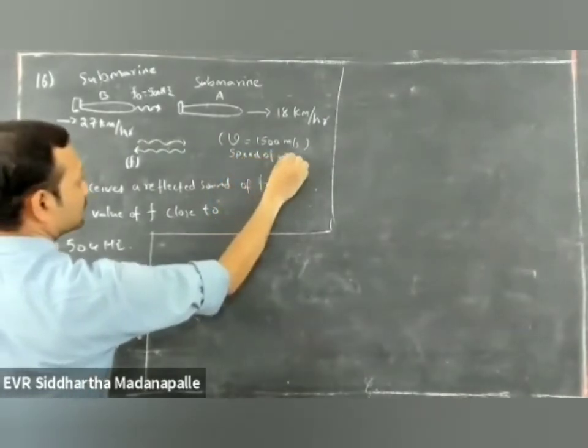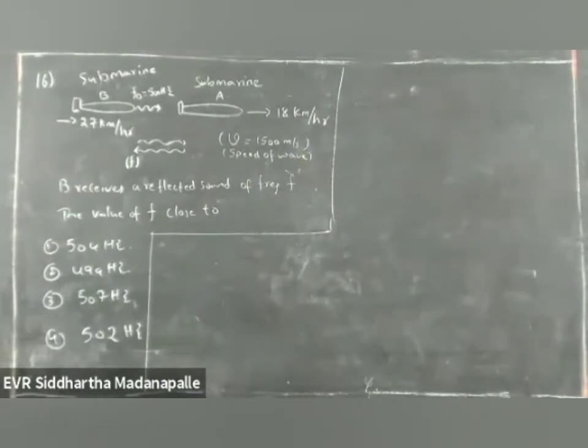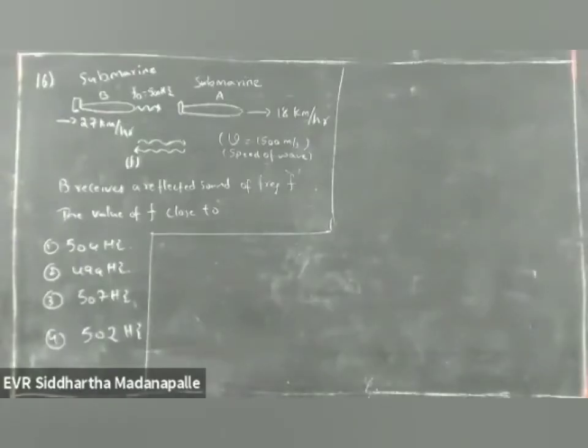There are two cases here. In the second case, which one will be the source? That is important. In the second case, A will be the source, and B will be the observer.